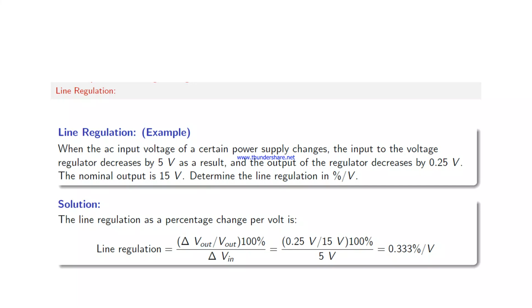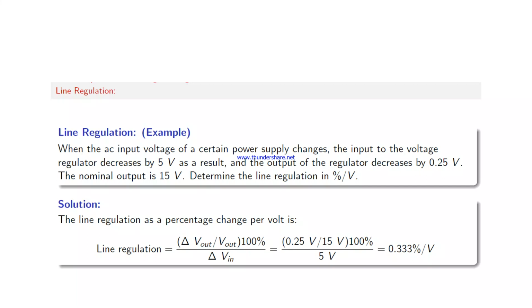The example problem is as follows: when the AC input voltage of a certain power supply changes, the input to the voltage regulator decreases by 5 volt, and as a result, the output of the regulator decreases by 0.25 volt. The nominal output is 15 volt. Determine the line regulation in percentage per volt. This is the problem statement.